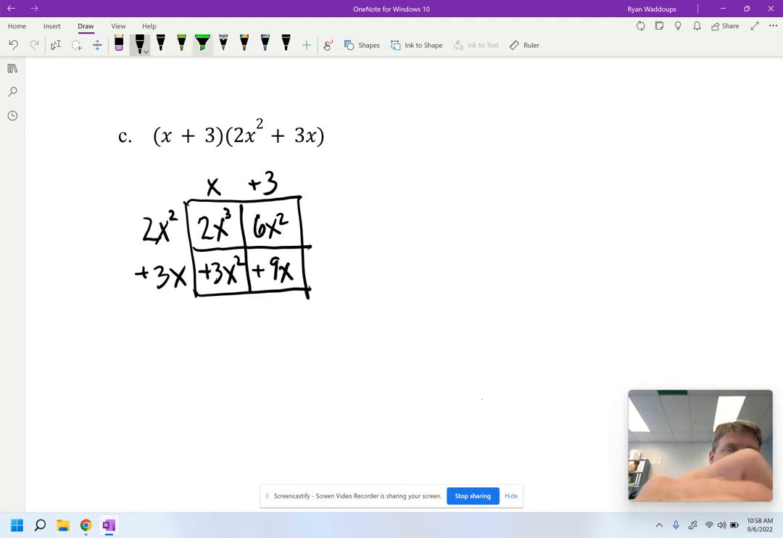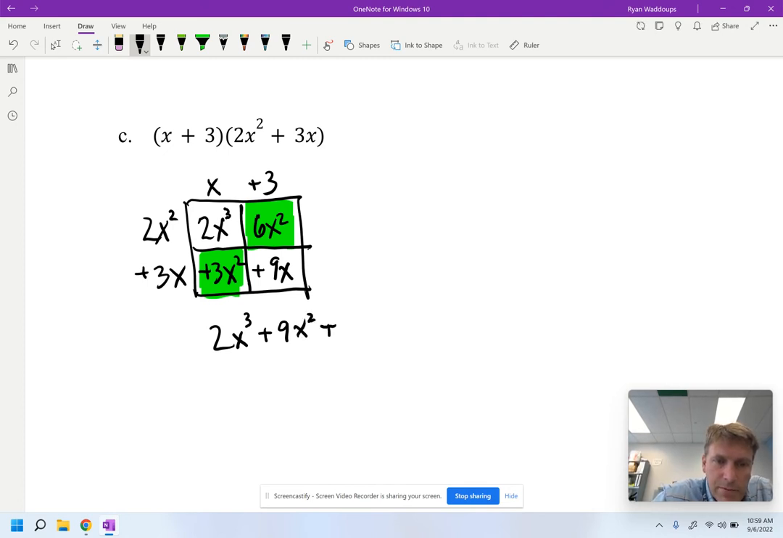And then I look for which of these are like terms. This one's cubed, this one's squared, and this one is also squared, so these are like terms. And so I can write this as 2x to the third power, 2x cubed, plus, and then 6x squared plus 3x squared is 9x squared, and then plus 9x.